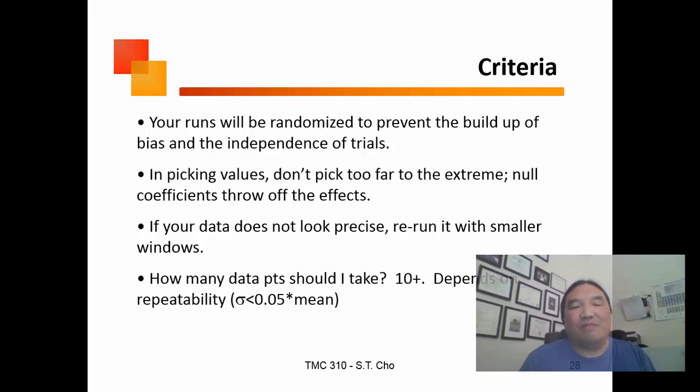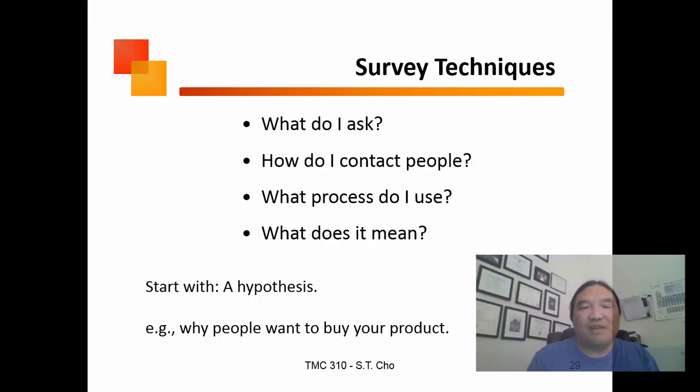And how many data points should I get? You should get at least 10. But the thing is, you want to look at what the repeatability is. Ideally, you want 200. That is the statistical threshold. Well, what if I could get 1,000? Why do they pick 200?